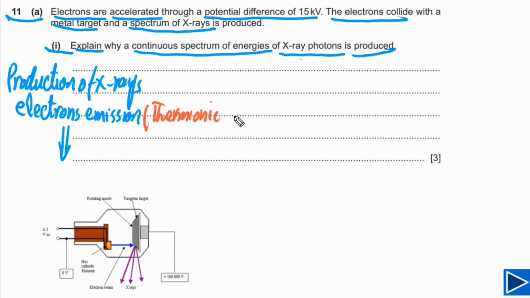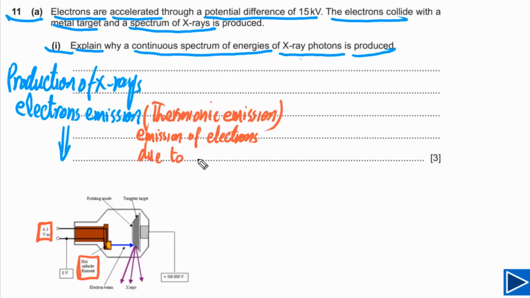Thermionic emission means that the cathode is heated. When the cathode is heated, electrons are emitted. You can see here we have a cathode filament. When we heat this up by applying a potential difference across the heater, electrons are emitted. So that is called thermionic emission: emission of electrons due to heat.